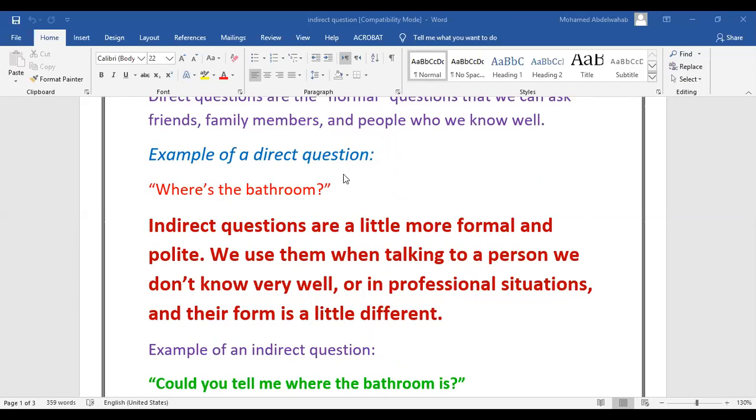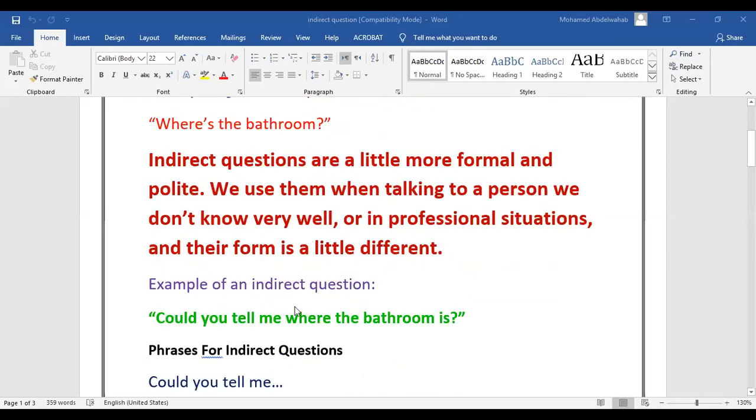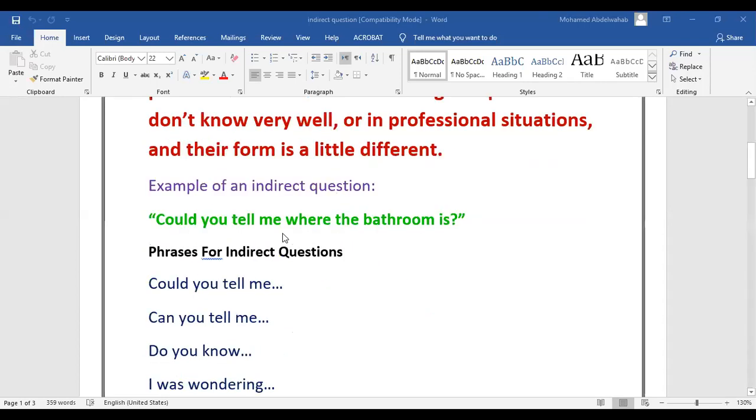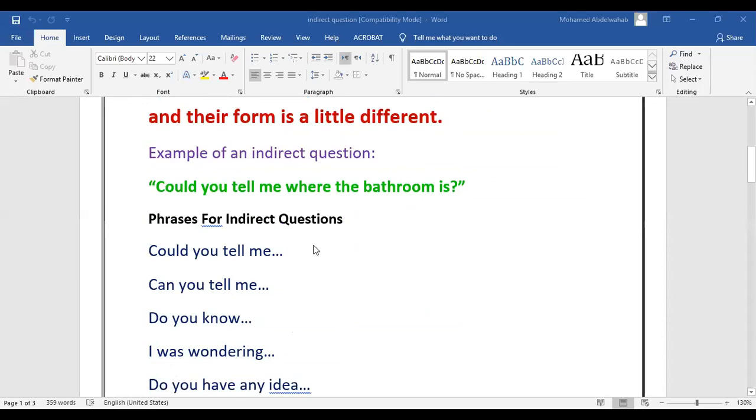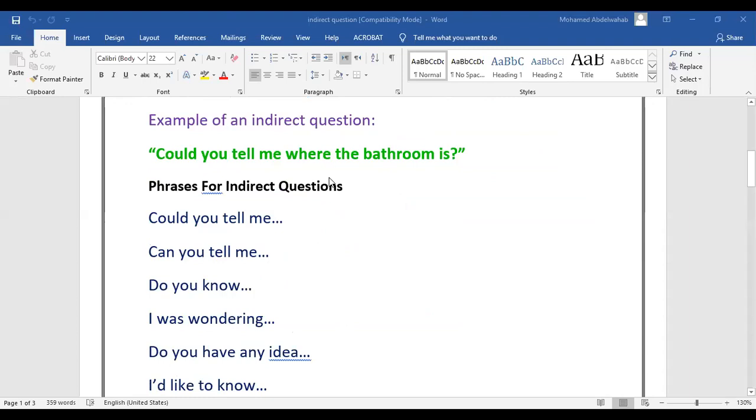Their form is a little different. This is an example of an indirect question: could you tell me where the bathroom is? Let's compare the two. The direct question: where is the bathroom? The indirect question: could you tell me where the bathroom is? Look at the auxiliary is. Here it's before the subject and here it's after the subject. When we make an indirect question, we always use phrases for indirect questions.